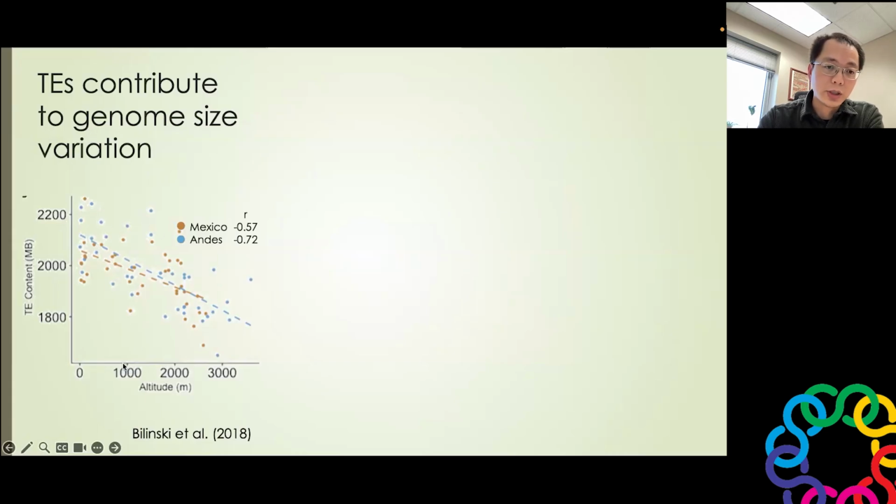Here, researchers sampled different maize in 2 locations, in Mexico and the Andes, at different elevations on the x-axis. Then they estimated the size of TEs from these genotypes, and they found a negative correlation between TE content and altitude. That means maize sampled from higher altitude and cooler climates has smaller genome size, replicated in 2 geographical locations.